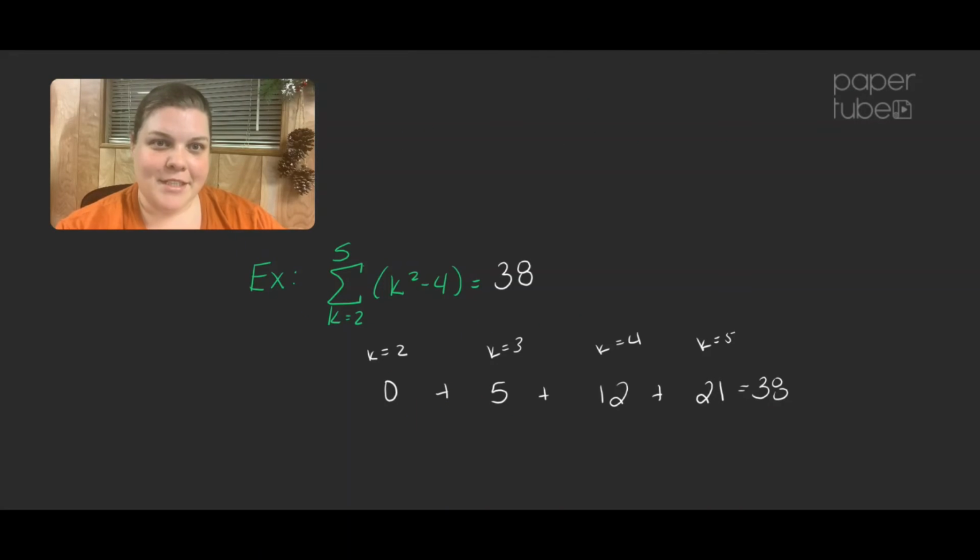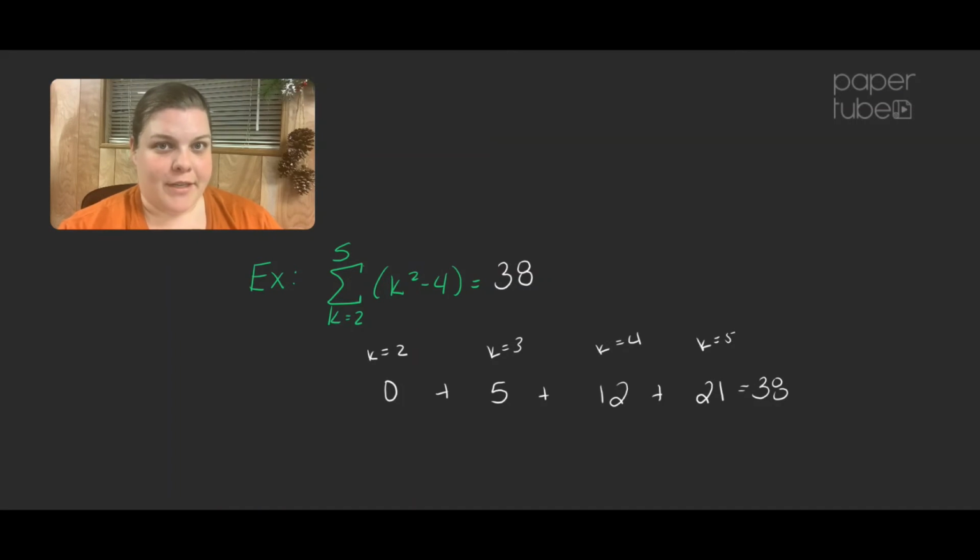So here I have a sigma notation. On the bottom it says k equals 2. On top it says 5. So we're going to start with term number 2 and add all the way through term number 5. You can see the sequence definition in front, k squared minus 4.